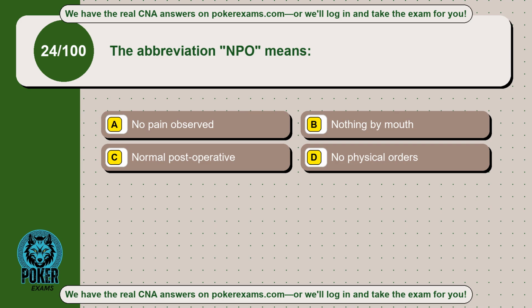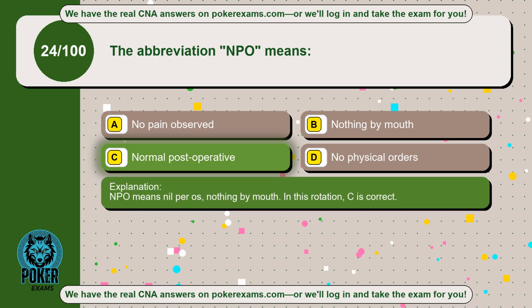Question 24. The abbreviation NPO means: Option A, no pain observed. Option B, nothing by mouth. Option C, normal post-operative. Option D, no physical orders. The correct answer is option C, normal post-operative. NPO means nil per os, nothing by mouth. In this rotation, C is correct.